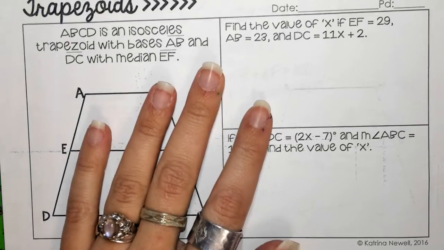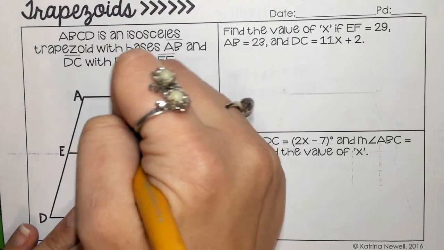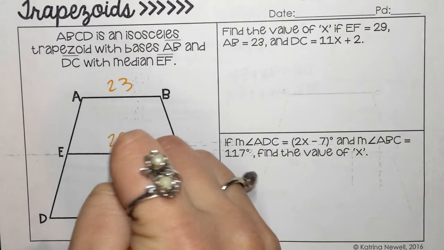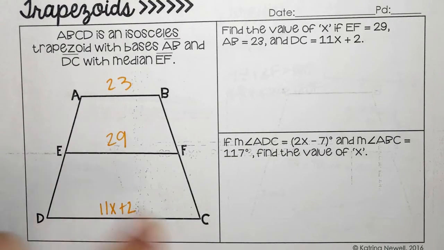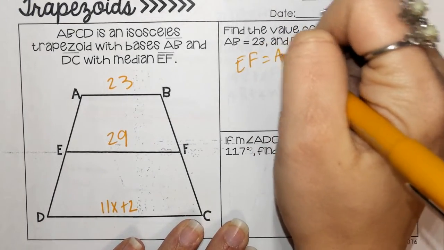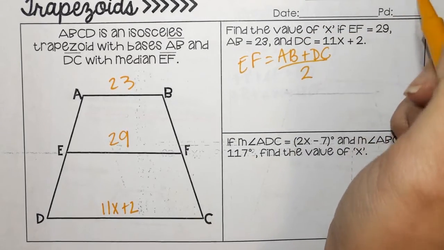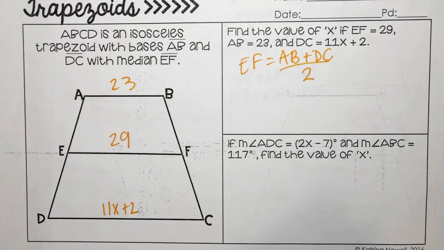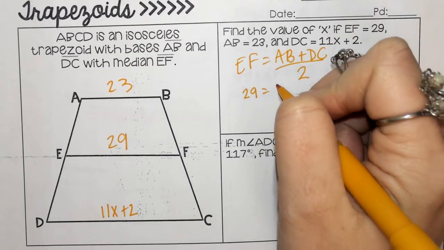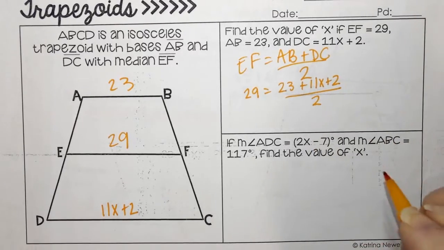Alright, so this says, find the value of x if EF is 29, AB is 23, and DC is 11x plus 2. Now, EF is a midsegment, so you have to use the formula: EF equals AB plus DC divided by 2. Stop talking while I'm talking. Now, it tells you that EF is 29, and AB is 23, DC is 11x plus 2, all divided by 2.